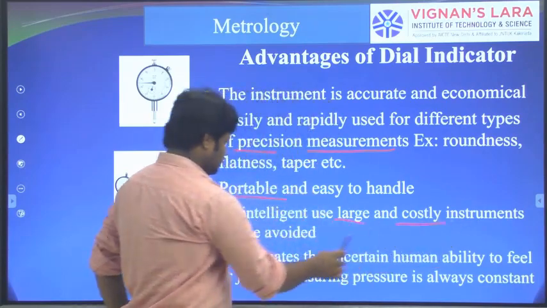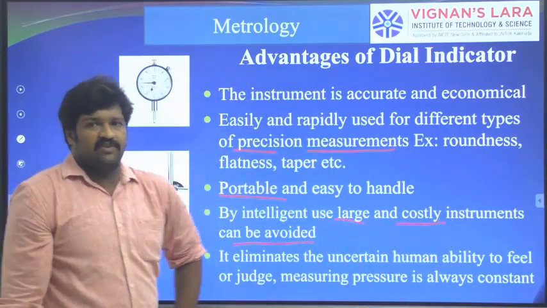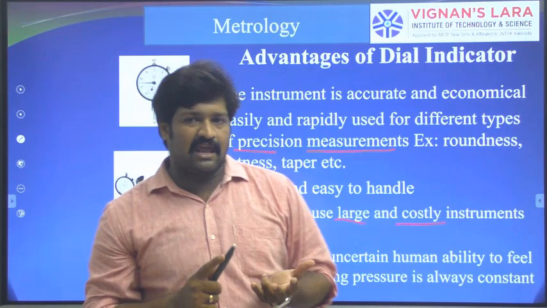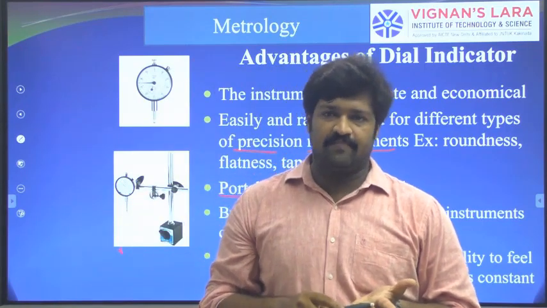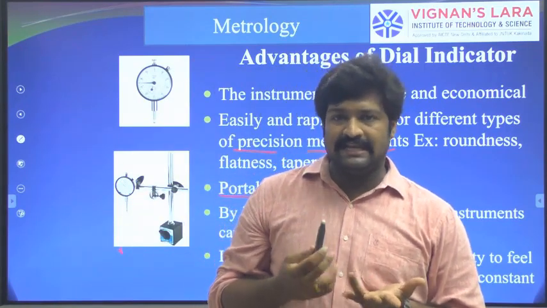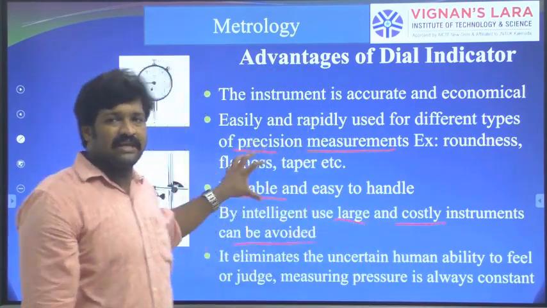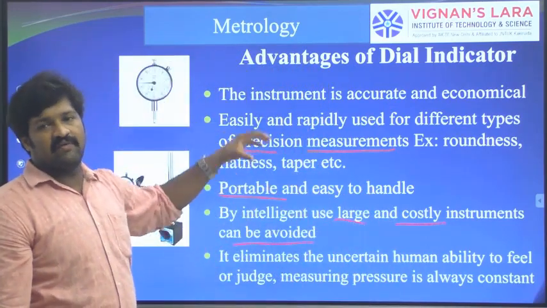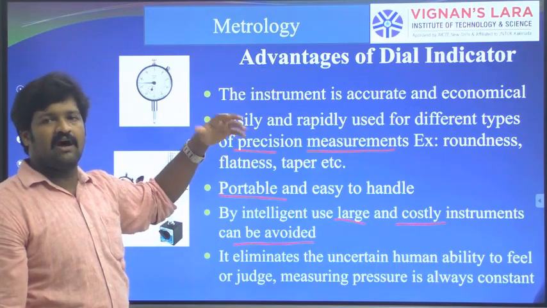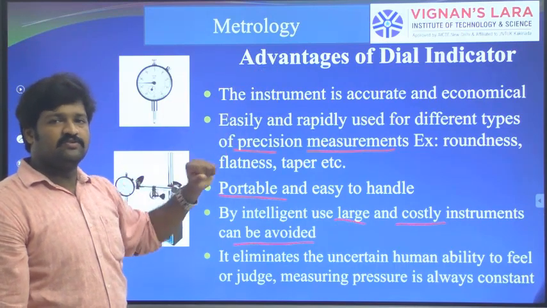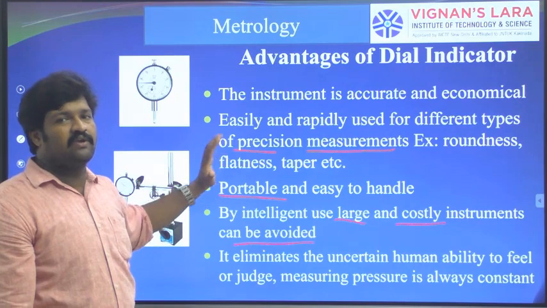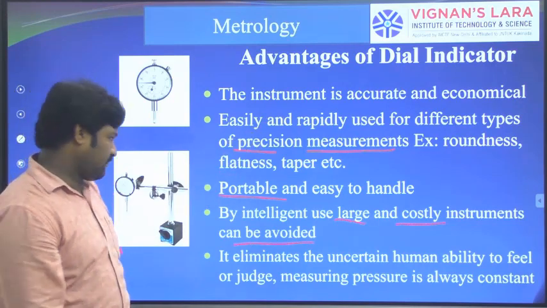Next, by intelligent use, large and costly instruments can be avoided. As we know, the micrometers and vernier calipers are for linear measurements. So if we intelligently, with some proper knowledge, use this dial indicator in a proper way, we can avoid those micrometers or similar instruments. So by means of the dial indicator only, we can do those operations.